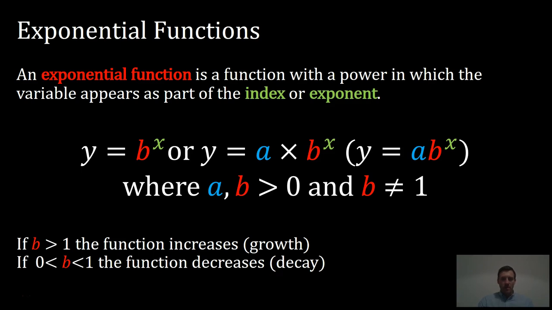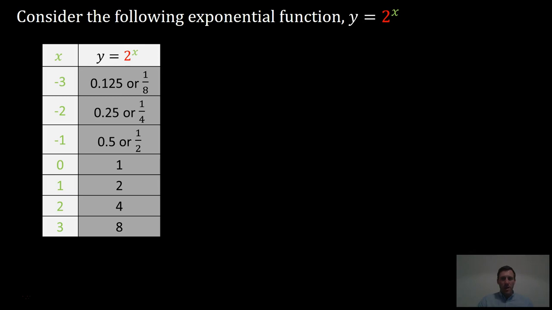In this video, we'll look at the effect of changing b and a on the shape and location of the graph. Let's consider the exponential function y equals 2 to the power of x. In my video on exponential functions, we constructed a table of values and used it to draw the graph of the function. We found that as x increased by 1, y was multiplied by 2. Let's look at what happens when we make x smaller.